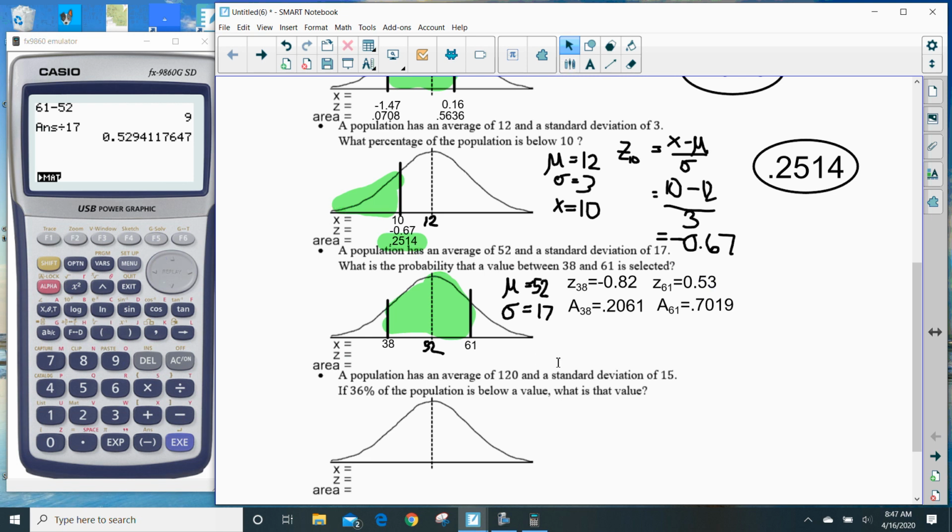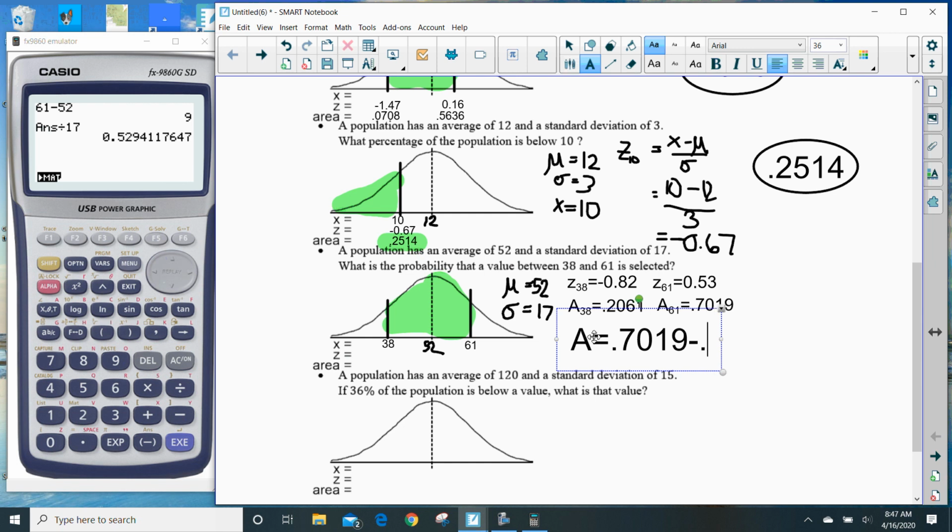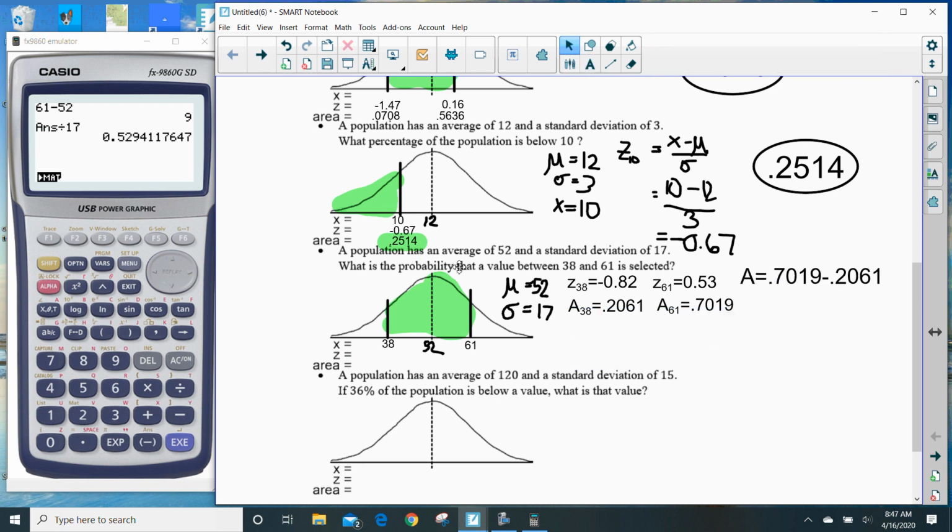And then the area in between the two, the area itself is equal to the big minus the small. And that is equal to 0.4958.